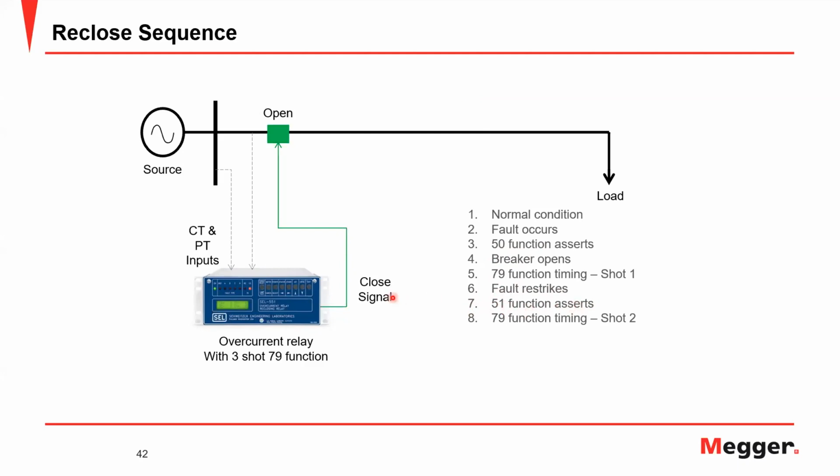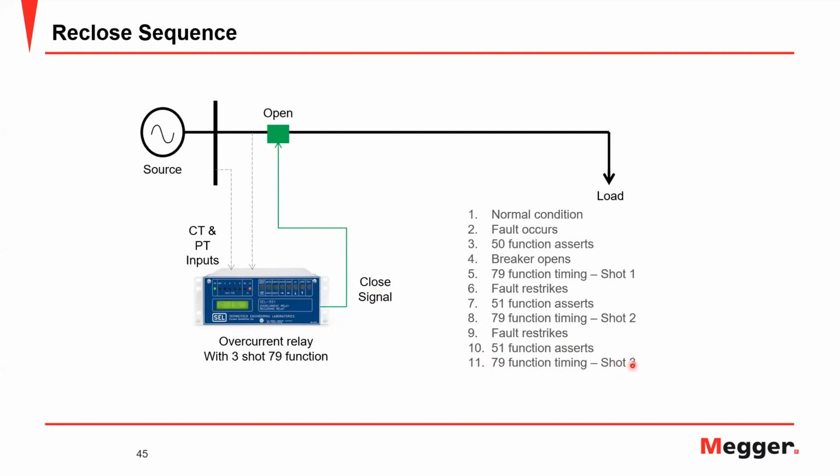So it finally timed out. It gave the trip signal, the breaker's open, and now the recloser is timing toward shot 2. Shot 2 expires, use a close command, and the fault restrikes again. Once again, 51 takes over until the reclose feature of this relay resets to 0. It's going to keep the 50 function blocked. 50 function times out, trip signal is sent, breaker opens.